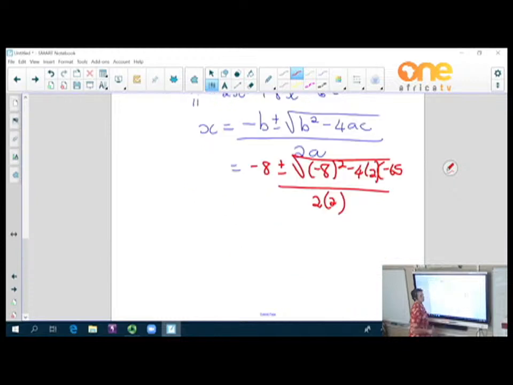So we do this with a formula. The next step is then negative 8 plus or minus, and we have to find the value in the root. So it is then 64 plus 4 times 2 times 65. And I have 584 here in the root. Make sure that you get that right. And then we get the 2 answers from there.